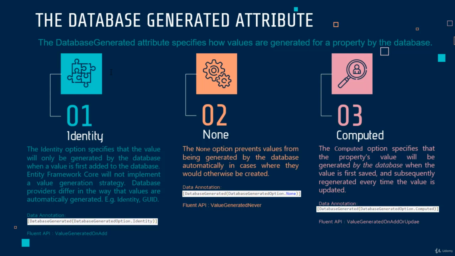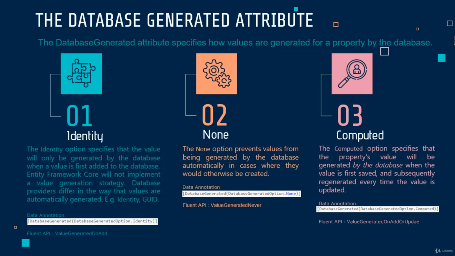The Computed option specifies that the property's value will be generated by the database when the value is first saved and subsequently regenerated every time the value is updated. A good example for Computed would be a column that saves when the record was last updated. In that you can use SQL's GETDATE and store that as a computed property for that column.